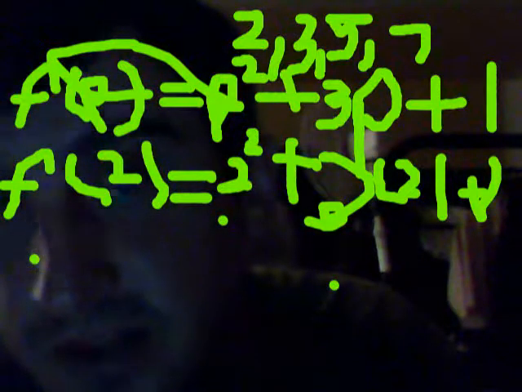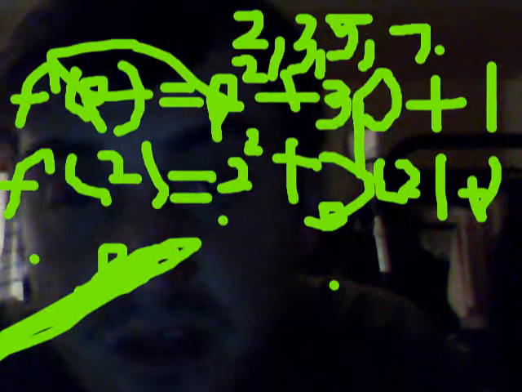You use the next prime number, which is 11. After 7, you have 11. And then you use 13 for the next one. It would be 13 squared plus 3 times 13 plus 3, which would give you 11 prime.